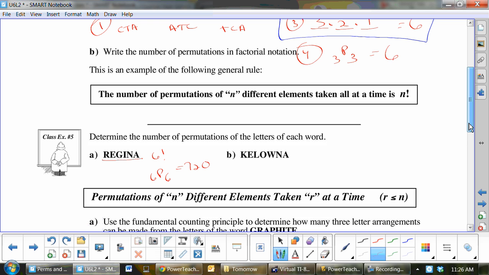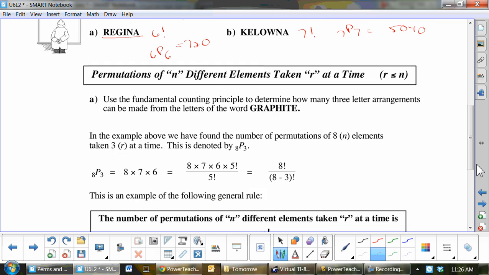So how would you do B? How would you do it? 7 factorial or 7p7, and you'll get the answer 5040. Okay, now let's talk about a more realistic example. What if I'm going to take all the letters of graphite and I'm going to make 3-letter arrangements?